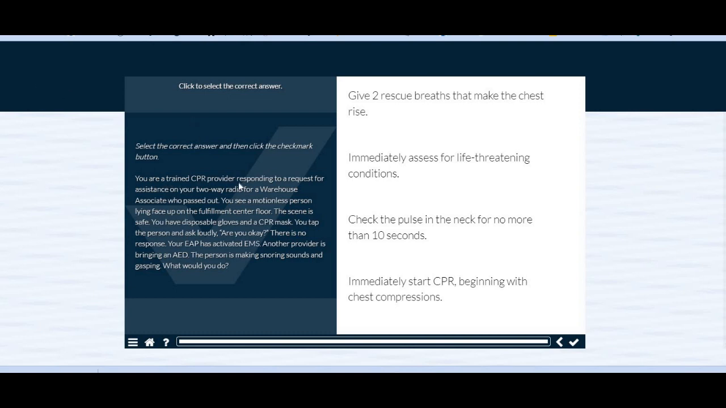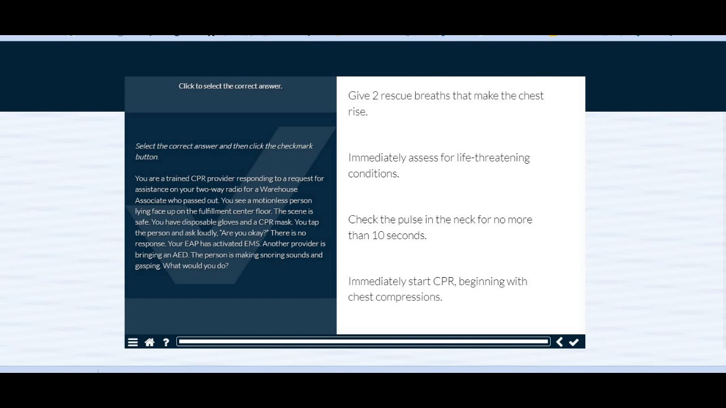You're a trained CPR provider responding to a request for assistance on your two-way radio for a warehouse associate who passed out. We see a motionless person lying face up on the fulfillment center floor. The scene is safe. You have disposable gloves and a CPR mask. You tap the person and ask loudly, "Are you okay?" There is no response. Your EAP has activated EMS.